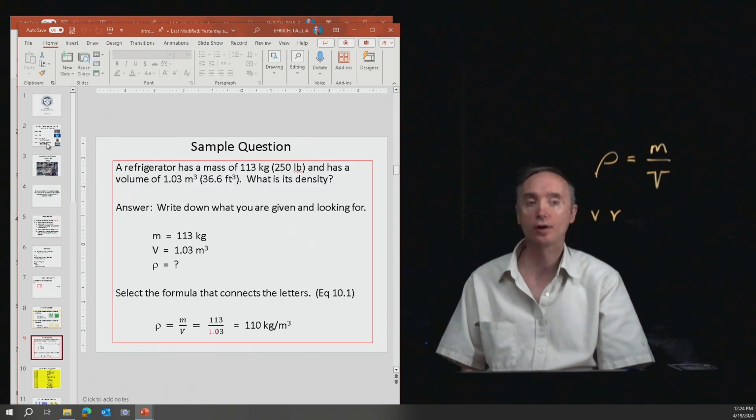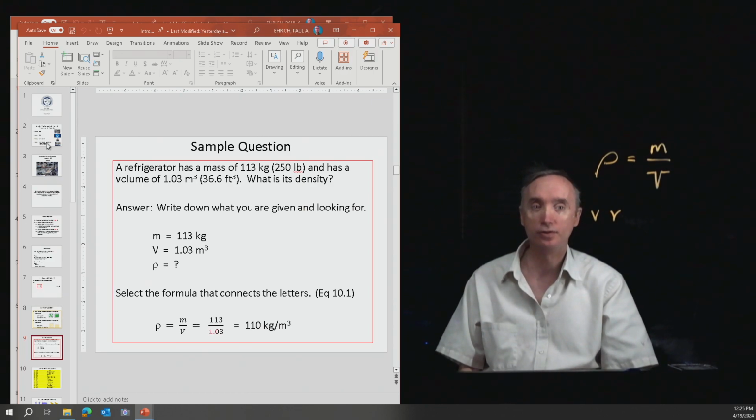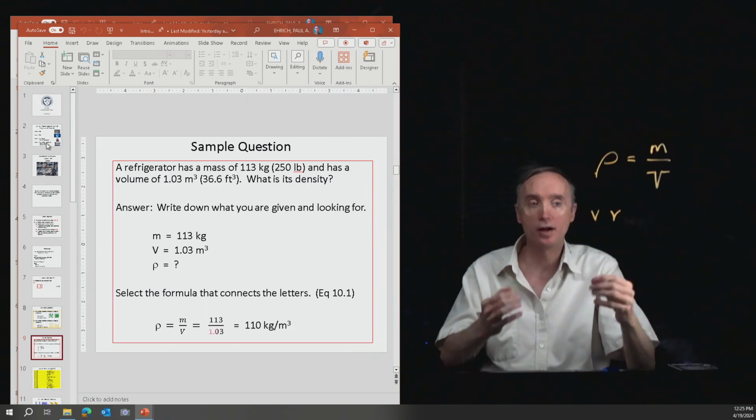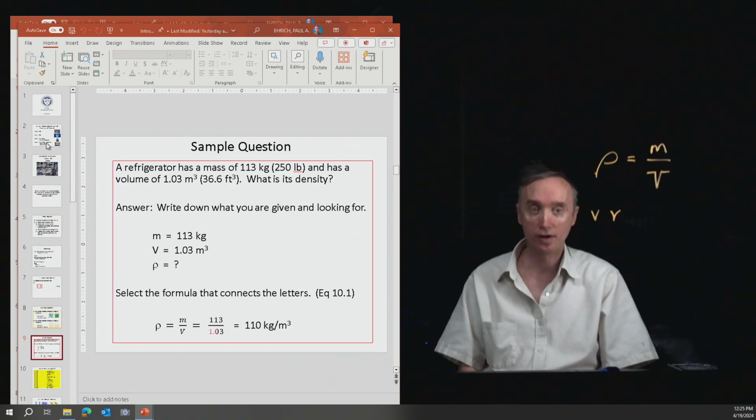Now here is one in which you're actually going to be plugging numbers in. It says that a refrigerator has a mass of 113 kilograms, which is about 250 pounds, and it has a volume of 1.03 cubic meters. A cubic meter is 1 meter by 1 meter by 1 meter, and when you multiply all that together, that's 1 cubic meter. Notice that the inside of a refrigerator is approximately 1 cubic meter. So what is the density of this refrigerator? We know the M is 113 kilograms, the volume is 1.03 cubic meters, and we need to solve for the density. So we put the mass up here, put the volume here, solve it, and you get 110 kilograms per cubic meter.